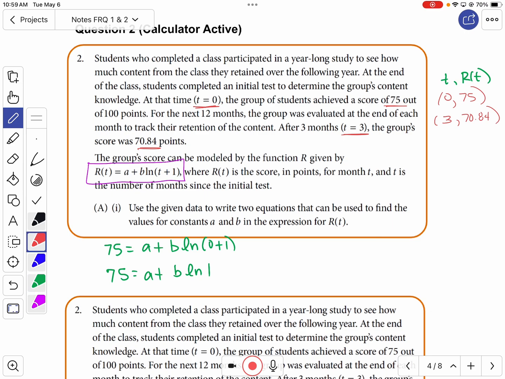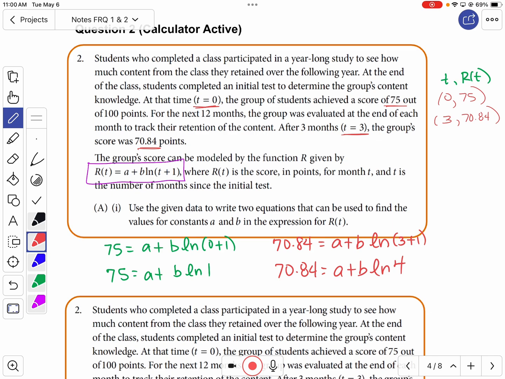Okay, let's do the second equation. Our second R is 70.84. It's going to equal A plus B natural log, T was 3 plus 1, or 70.84 equals A plus B natural log of 4. Okay, that's all it wants you to do. It gives you a quadratic model. It doesn't matter what model they give you. Almost always in this first question, we're going to plug in ordered pairs and write equations. Okay, so that's all it wants.